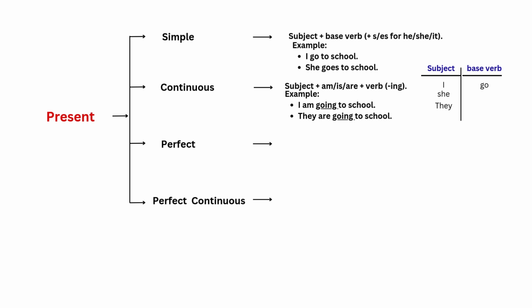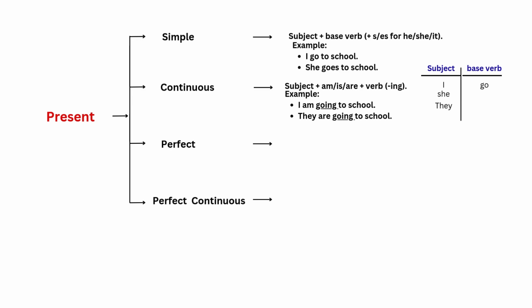Am is the form of the verb to be used with the subject I in the present continuous. Going is the verb with ing, added to show that the action is happening at this moment. To school is the object, showing where the subject is going. They are going to school.